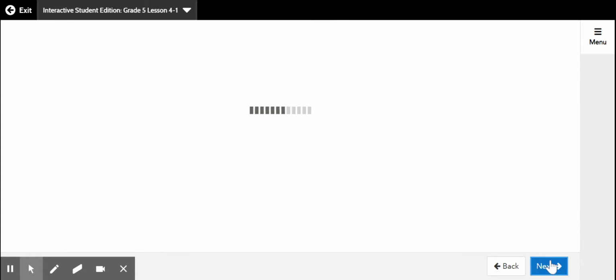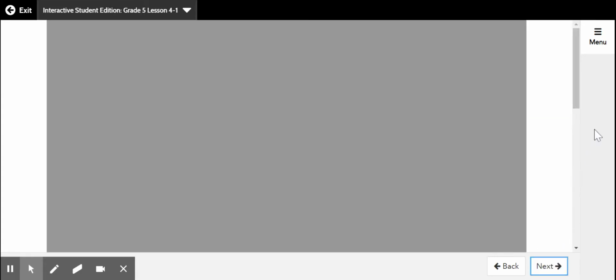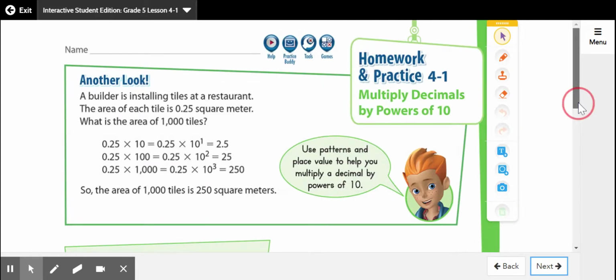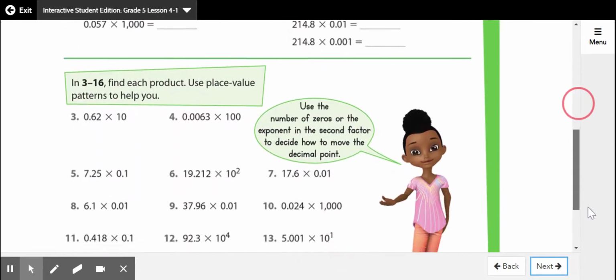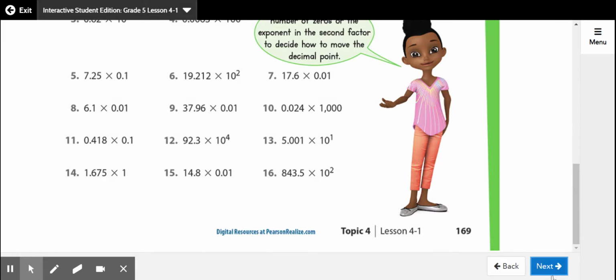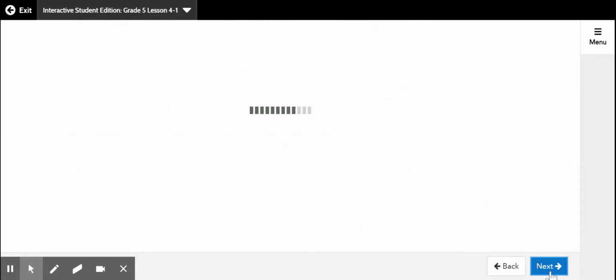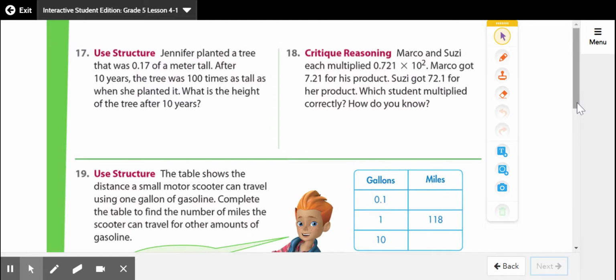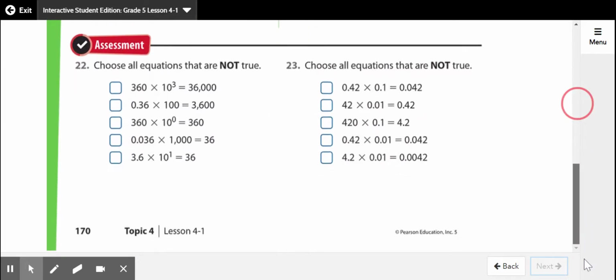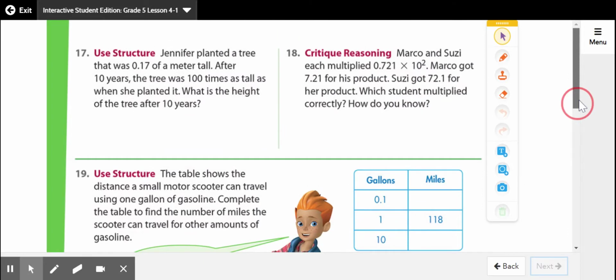All right, so that was page 168. Here's our homework practice on page 169. Okay, if you guys can do your homework on 169.